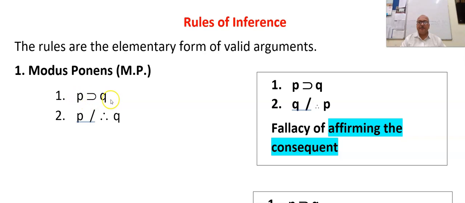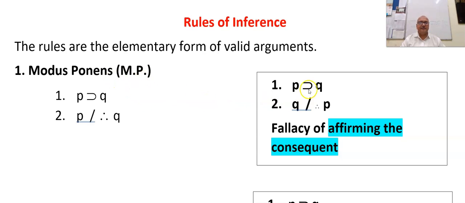If we have P implies Q and we say that P, then we can claim that Q. P implies Q, P, therefore Q. If you find in any derivation these two lines, P implies Q, P, then you can easily write Q and you can cite the rule modus ponens.